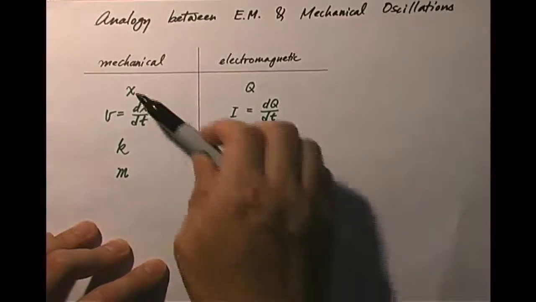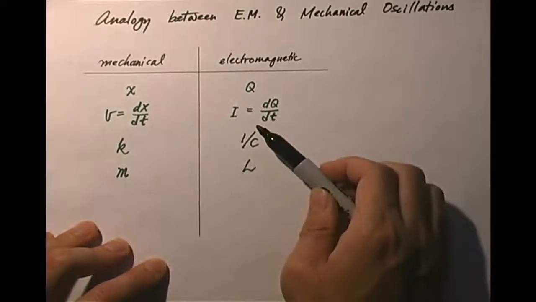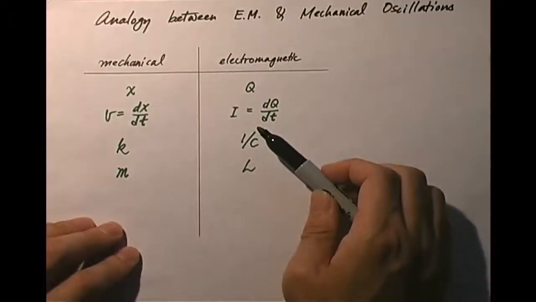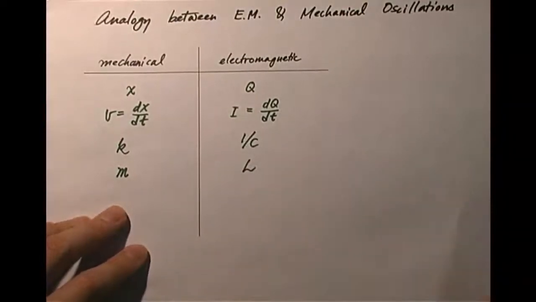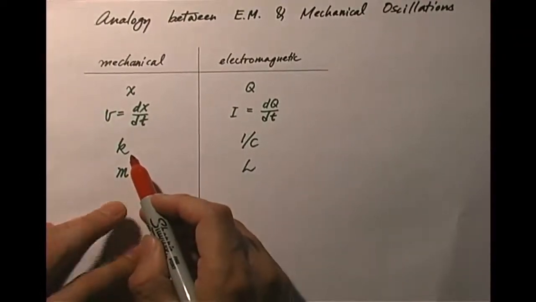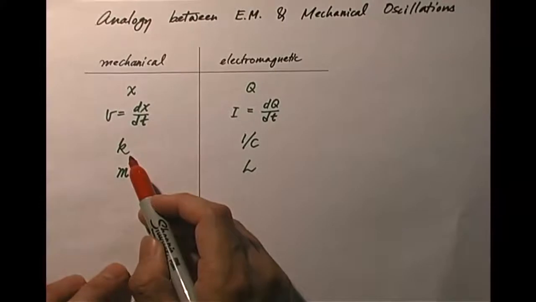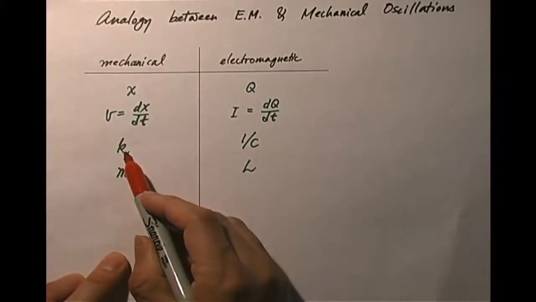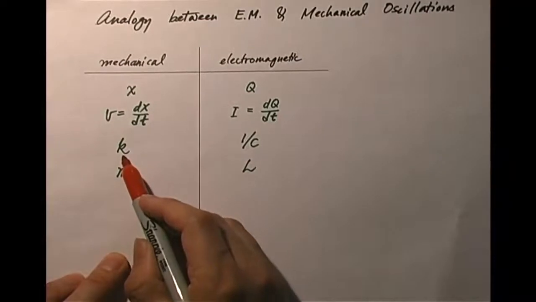case. We know X becomes Q and V becomes I, right? That all makes sense. What about K? What about M? First of all, take a look at K. K is the spring constant, right? A large K means the spring is very strong, which means you give it a little bit of stretch, it gives a lot of force. Okay? It gives a lot of force. That's what a strong spring means, large K.